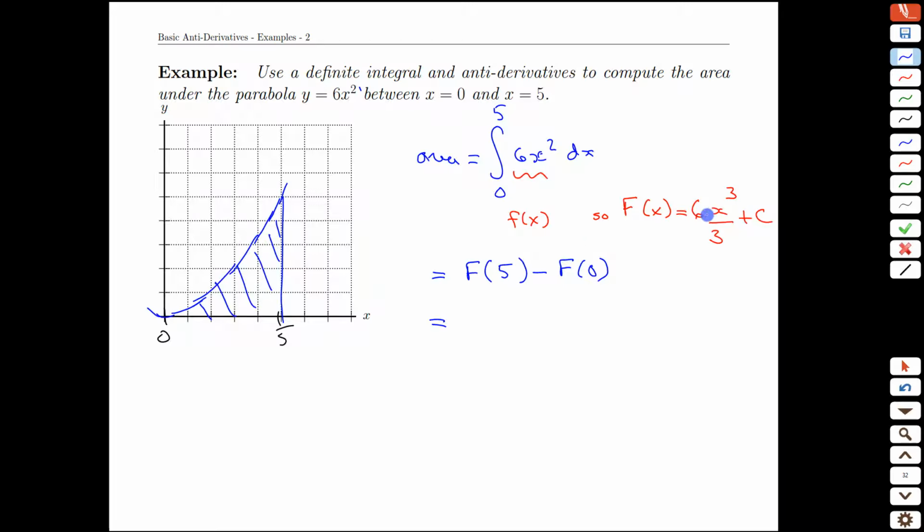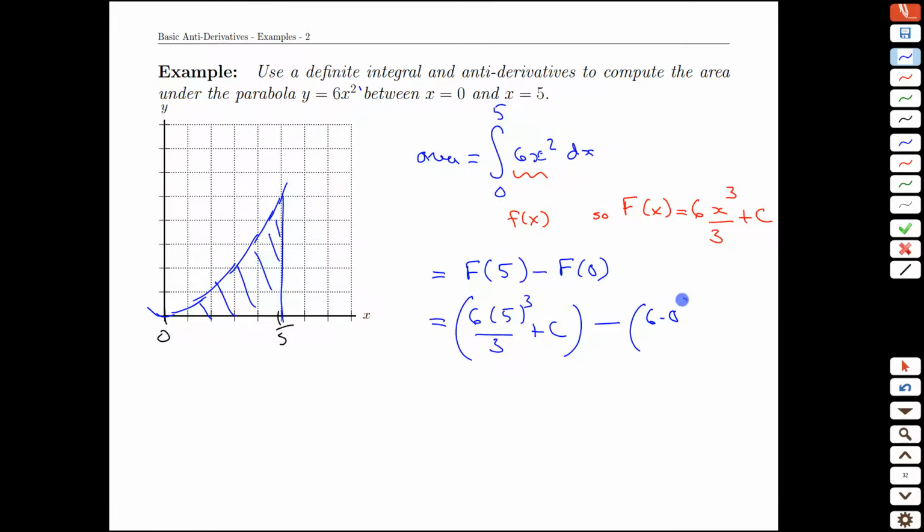We plug the 5 into here. So we get 6 times 5 cubed over 3 plus c, minus F of 0. That'll be 6 times 0 cubed over 3 plus c. Simplifying the 6 over 3, we get 2. And we have 5 cubed, which is 125. And together those make 250 square units.